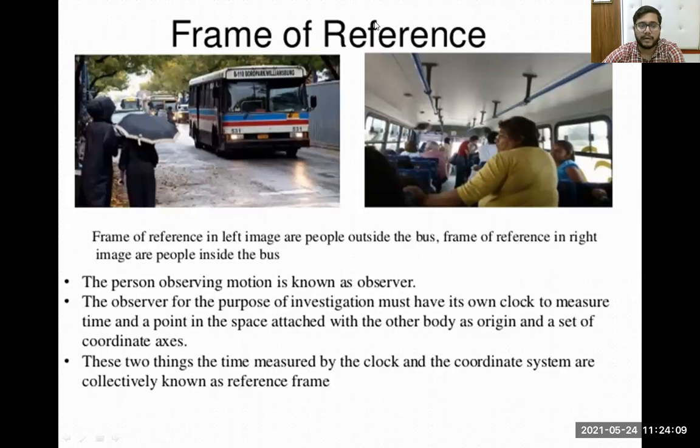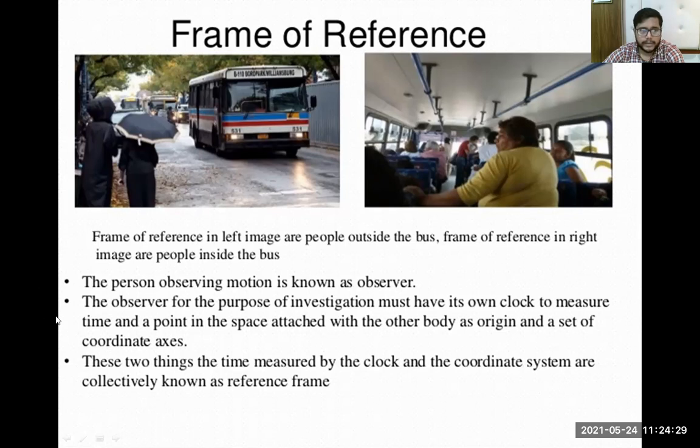Now again, see what a frame of reference is in more depth. What conclusion can we get from this? The frame of reference in the left image is the people outside the bus. The frame of reference in the right image is the people inside the bus.